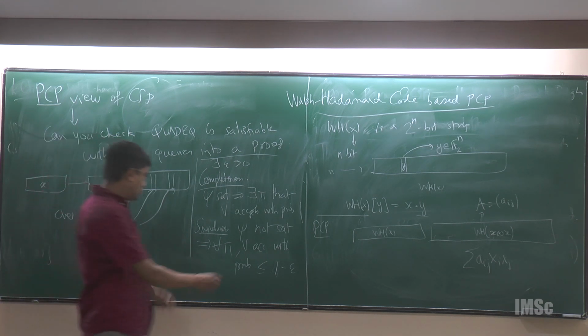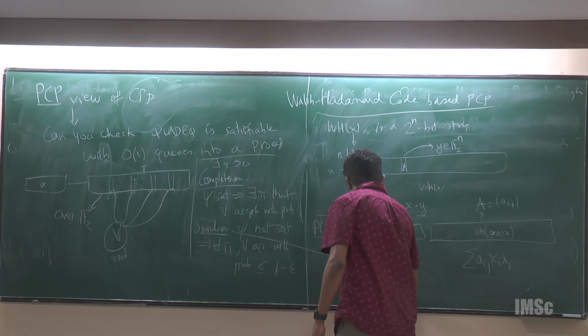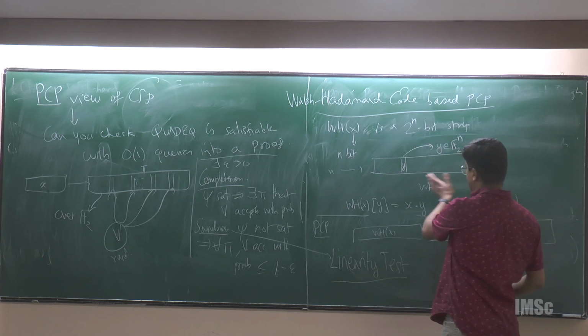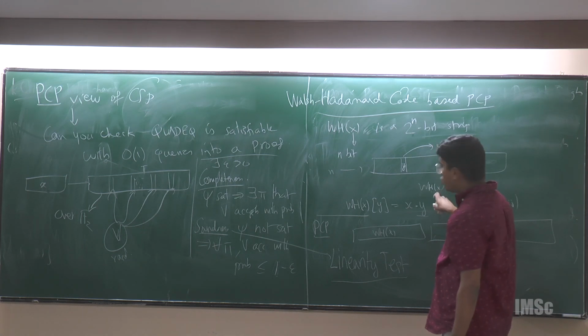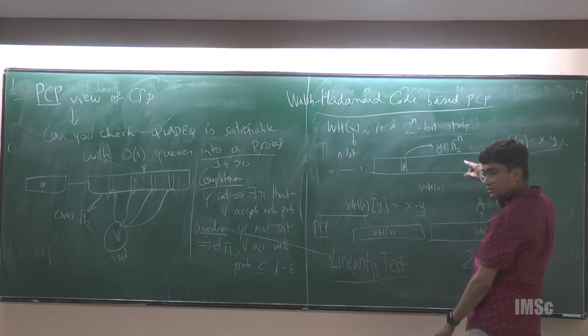So the key to the soundness is something called linearity testing, a very classic thing. How do you test if some function is linear? Because that's what this really is. If you think of this as the truth table of a function, you're really checking that it's the linear function which at y gives you x dot y. Okay, that's what you're checking.